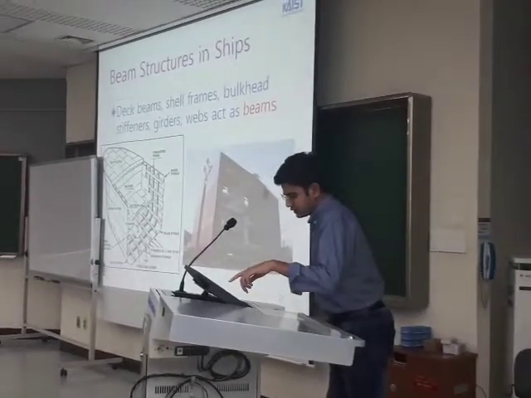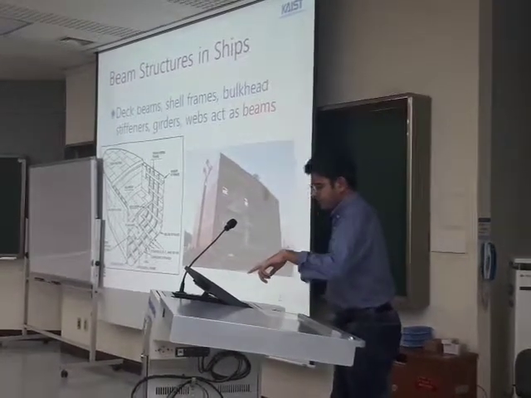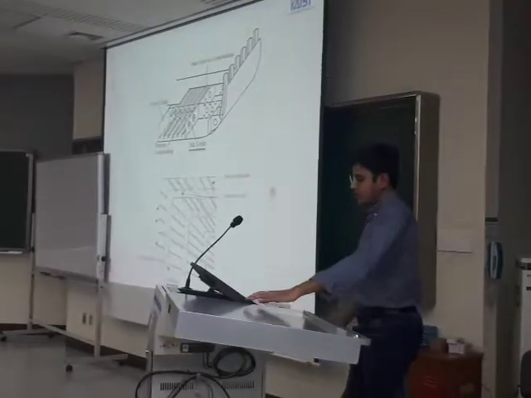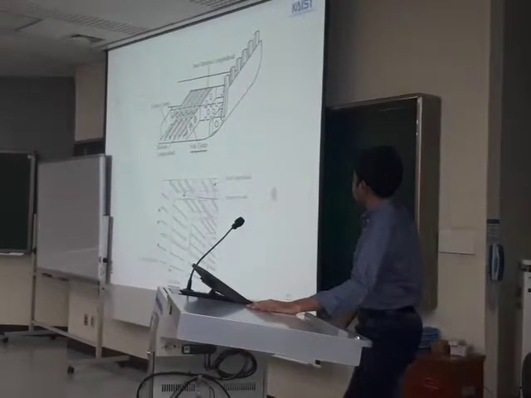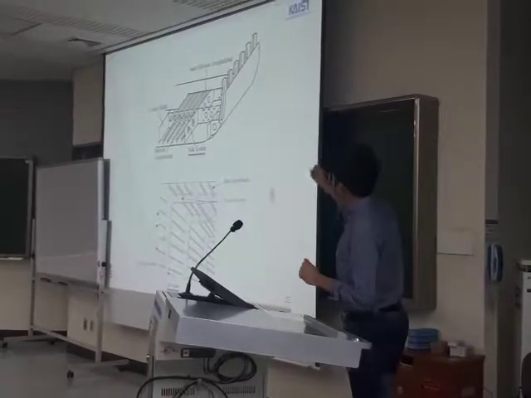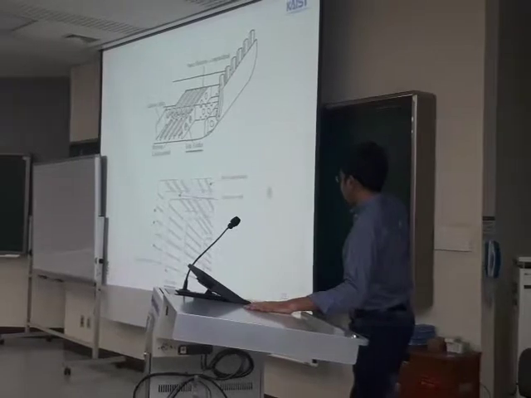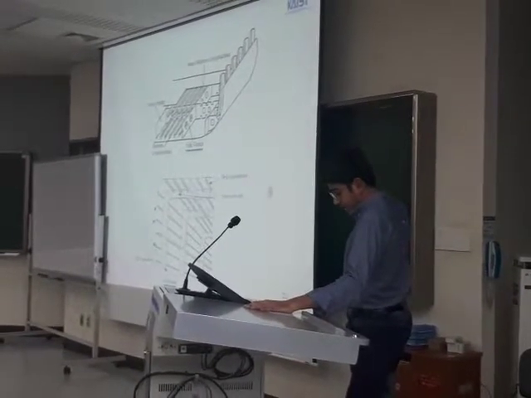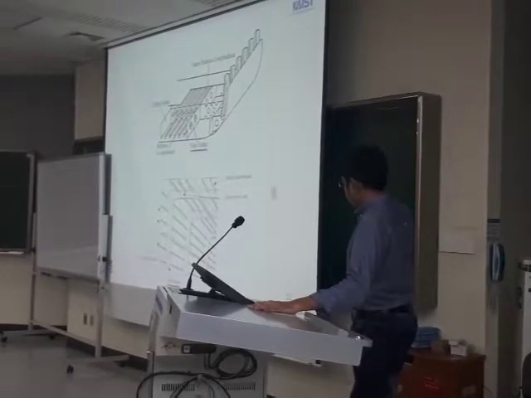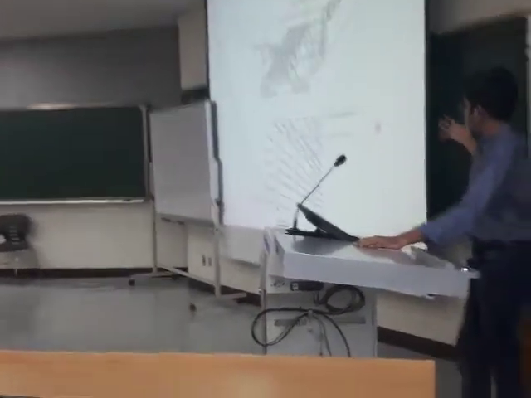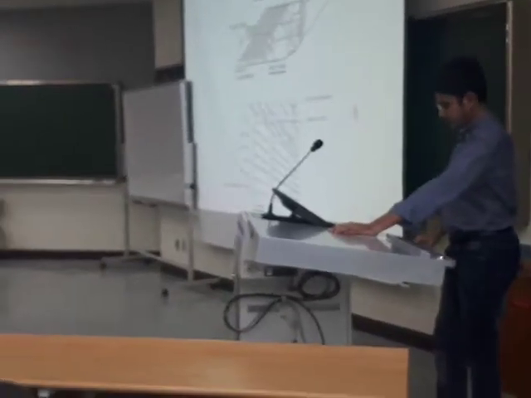So what is left is stiffeners, girders and webs. Girders are in the longitudinal direction, just like the longitudinal frames, but they are bigger in size than the longitudinal frames. And secondly, there are web frames. They are in the transverse direction, but they are bigger than the transverse frames.